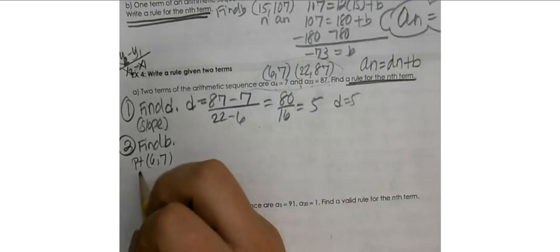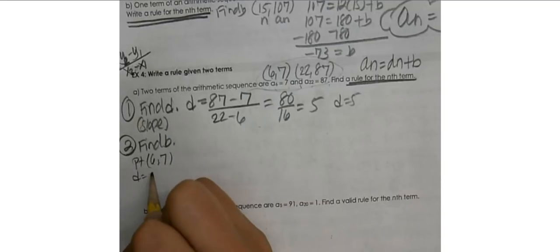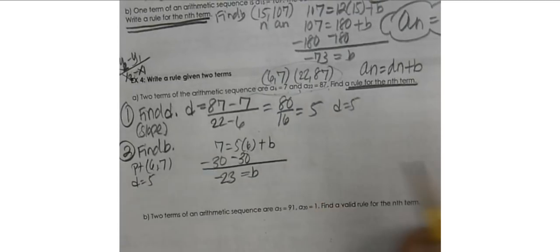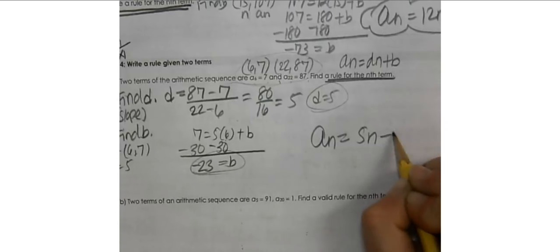So we are going to use our point and our D value equaling 5, and we're going to find our B. So I'm going to write 7 is equal to 5 times 6 plus B. And 5 times 6 is 30, so I'm going to subtract 30 on both sides, and I find that B is equal to negative 23. So now that I have my D and I have my B, I'm now going to write my equation, and that's A sub n is equal to 5n minus 23.